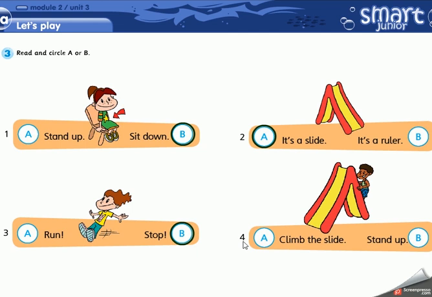Now, number four, we have A, climb the slide. Or B, stand up. The picture is A or B. Climb the slide. Or B, stand up. It's very good. It's A, climb the slide. Good.